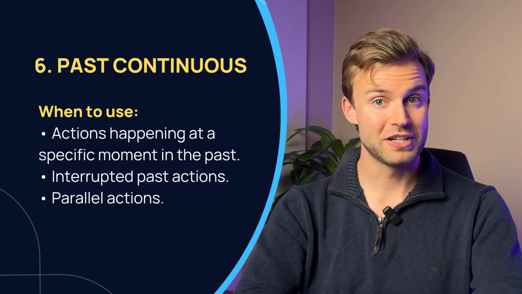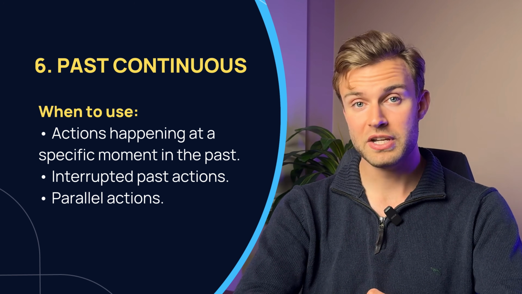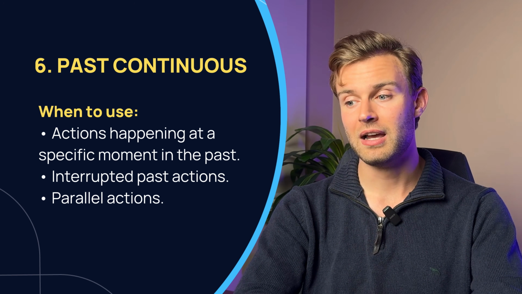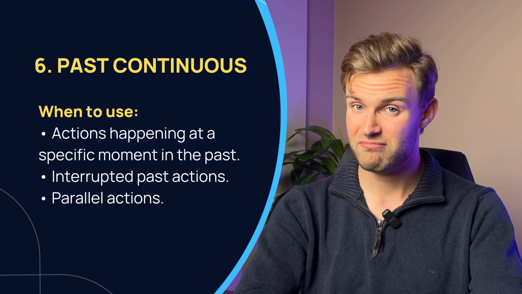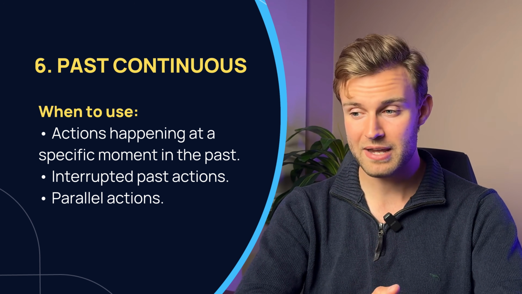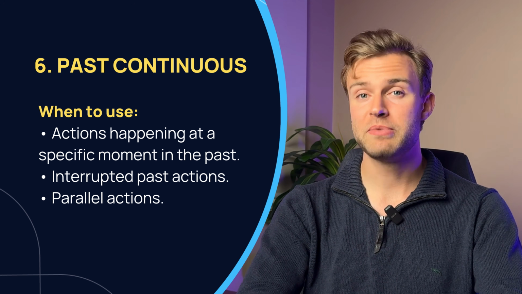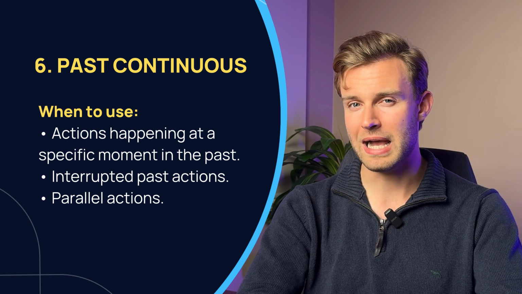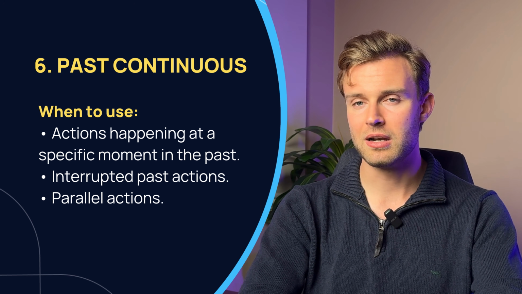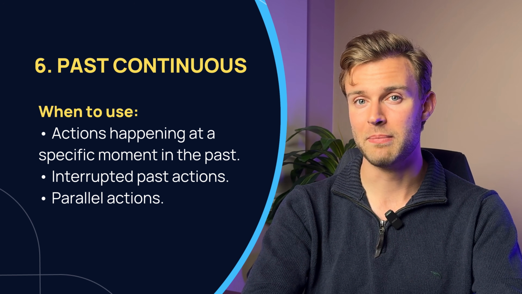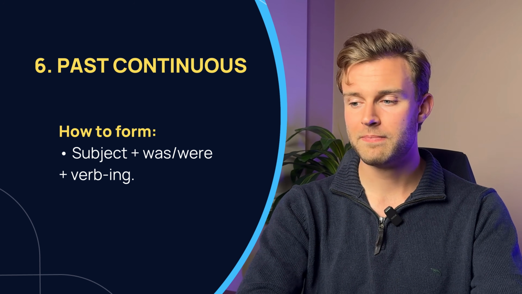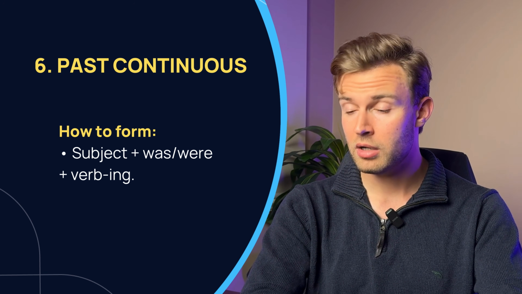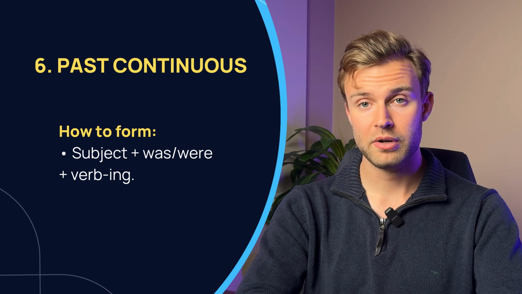Now, the past continuous. We use the past continuous for actions that happened at a specific moment in the past. We also use it for interrupted past actions and parallel actions. So actions that happened at the same time in the past. We form it with the subject plus was or were plus the ing form of the verb.